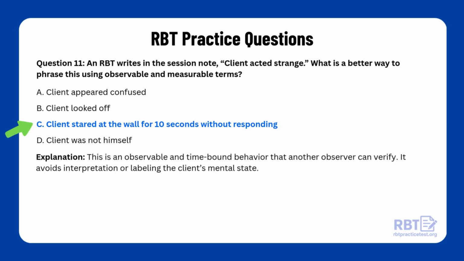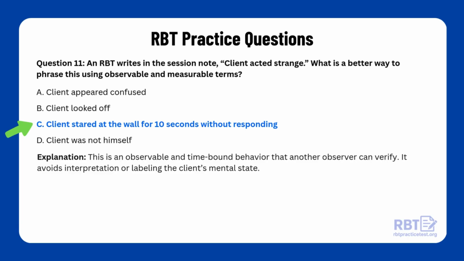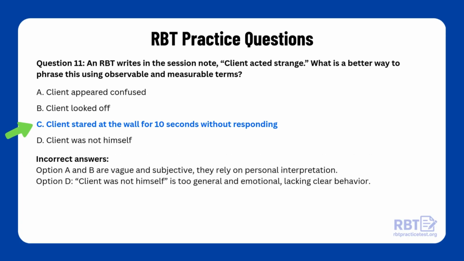Client stared at the wall for 10 seconds without responding. This is an observable and time-bound behavior that another observer can verify. It avoids interpretation or labeling the client's mental state. Now for the wrong answers. A and B are vague and subjective. They rely on personal interpretation. D is too general and emotional, lacking clear behavior. C offers a measurable and consistent way to document behavior.